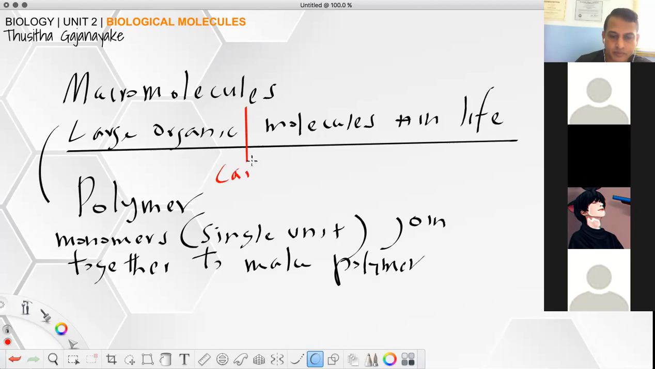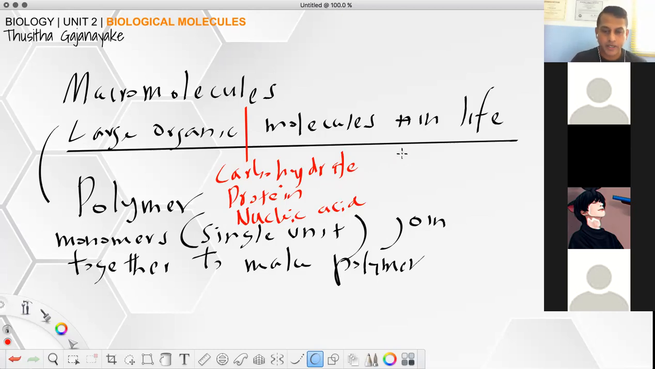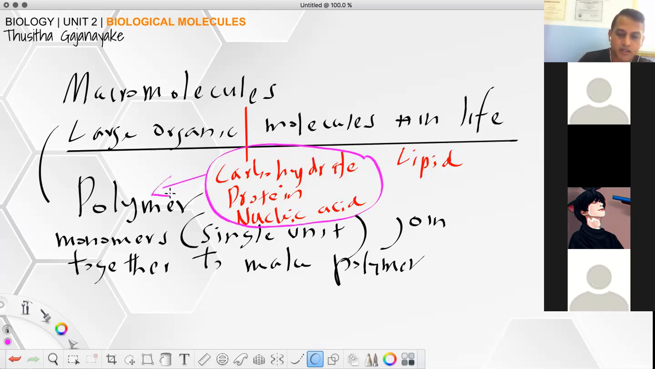Carbohydrate, proteins, nucleic acid, and then lipid. So these carbohydrate, protein and nucleic acid, these three are made out of monomers, hence they are polymers. So we can't consider lipid as a polymer, but we can still say lipid is a macromolecule.